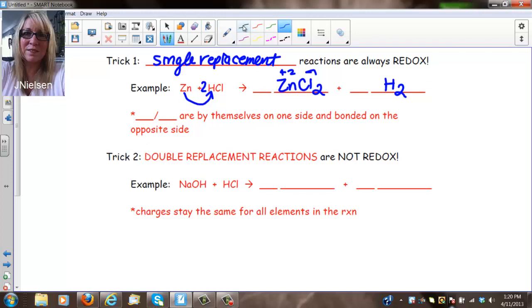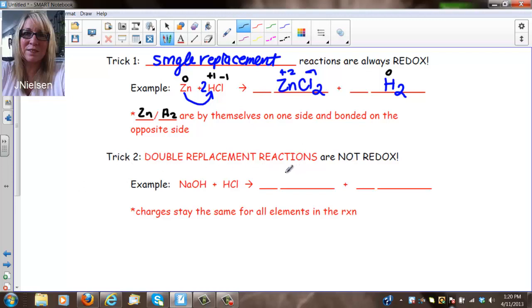If I were to look at this and assign the remaining oxidation charges, zinc is by itself, it's 0, H is +1, Cl is -1. I already did +2, -2, and H2 is in the free state, so it also gets a 0. Notice here that Zn and H2 are by themselves on one side and then bonded on the opposite side.